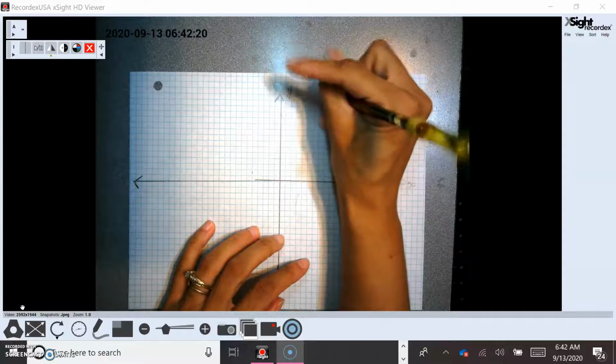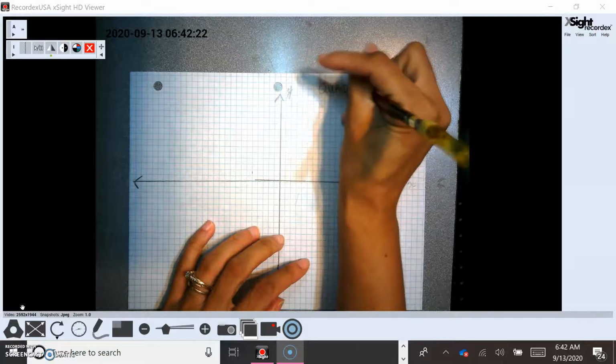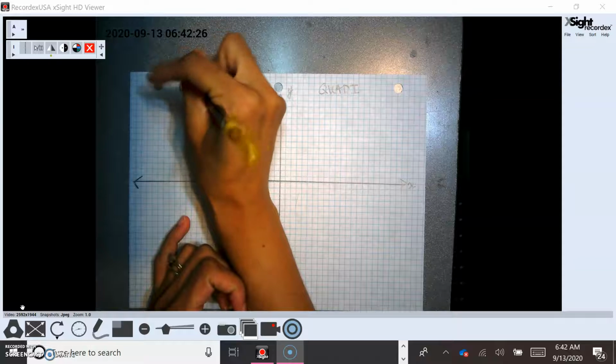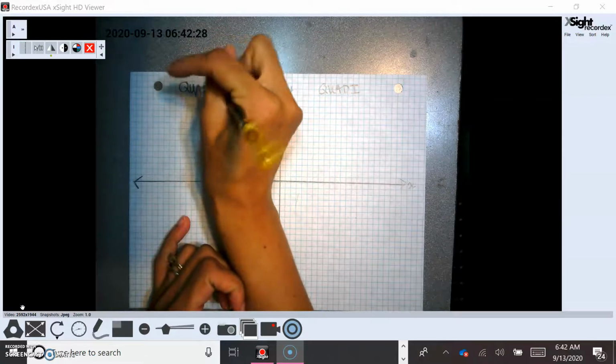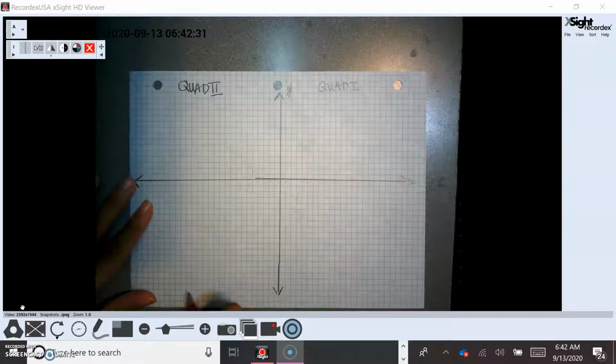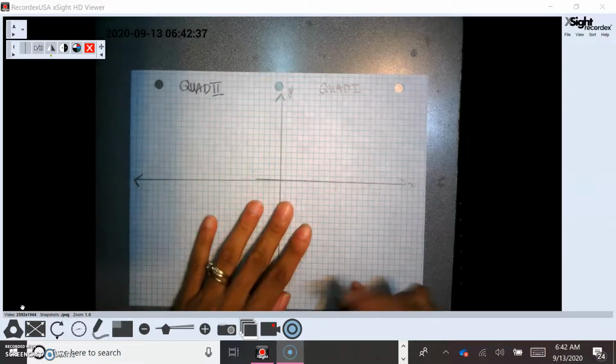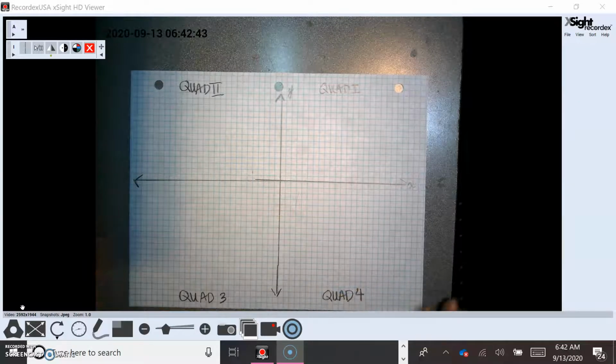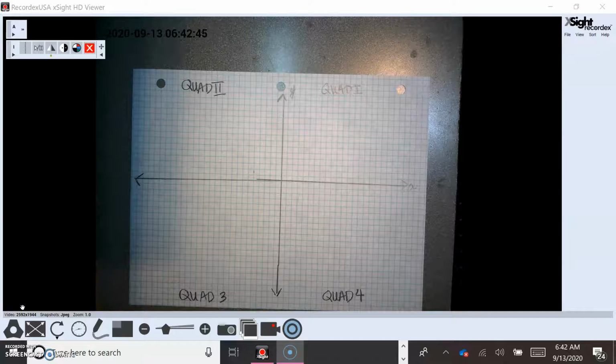So this is quadrant 1, quadrant 2, quadrant 3, and quadrant 4. This is all you need for rotations.